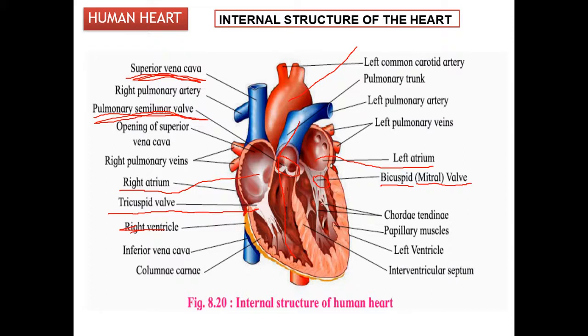Here you can see there are some mountain-like structures present. Pyramidal type structures are present here. These pyramidal structures are known as the cardiac tendon, and towards the apex or towards the outer side there are muscles known as papillary muscles.